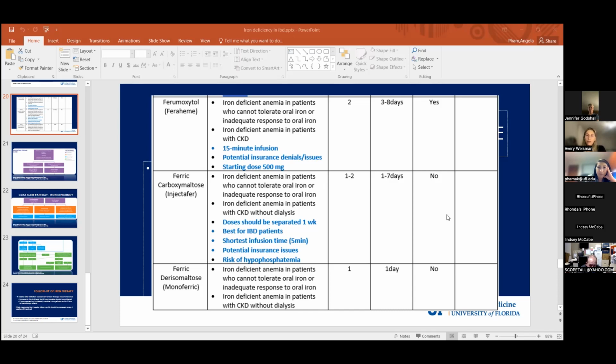I'm curious, why don't you usually like to do iron pills? No, I think again, it's one of those situations where I always make sure I discuss with the patient what their preferences are. If patients have active IBD, the oral iron is not going to be absorbed.